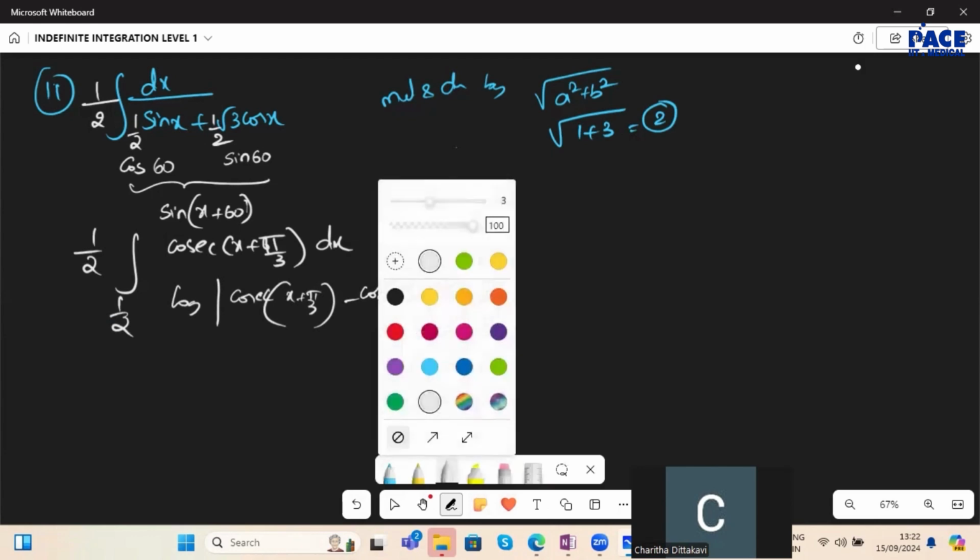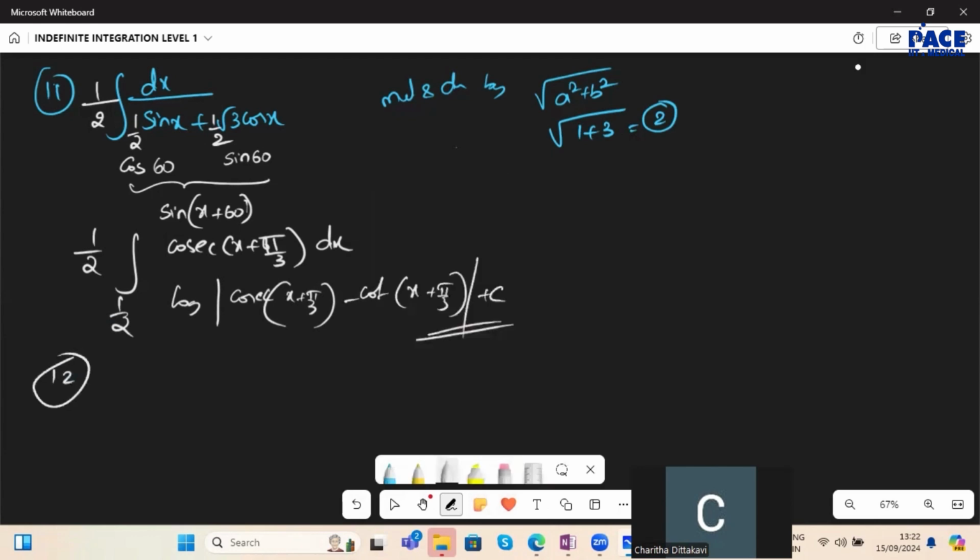Continue with the next question. So that is your 12th one. Now, integral of dx by x square plus 3x minus 10. Now, how do we go about this one? So I hope everyone knows the completing square method, isn't it? x square plus 3x minus 10.